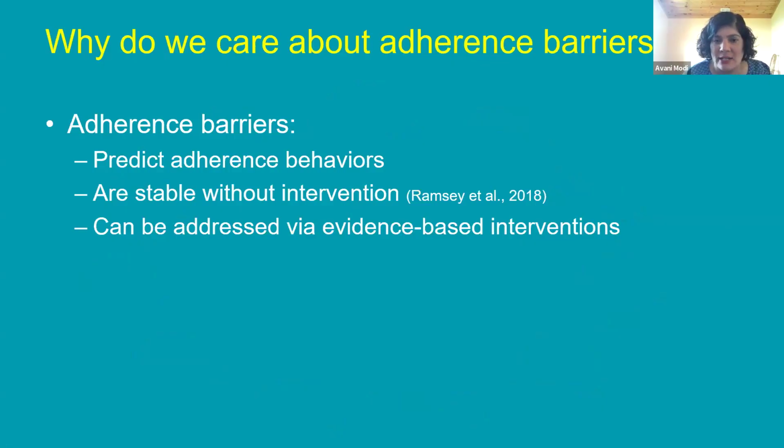So why do we care about adherence barriers, and why have we spent 3 sessions hopefully getting you to the point where we are convincing you that it's important to care? What we know is that when we look at adherence barriers, they predict actual adherence behaviors. So if folks are experiencing an adherence barrier, it is very likely that they are having difficulty taking their medication. We also know that if we don't address these barriers, they tend to stay very stable over time without intervention. And the great news is that we can address a lot of these barriers via evidence-based interventions that can be instituted in clinical practice fairly easily for some of them.